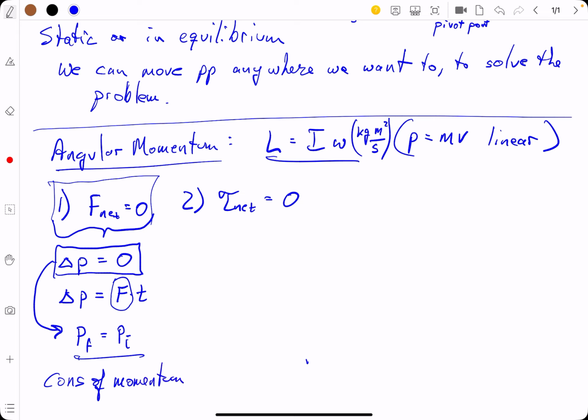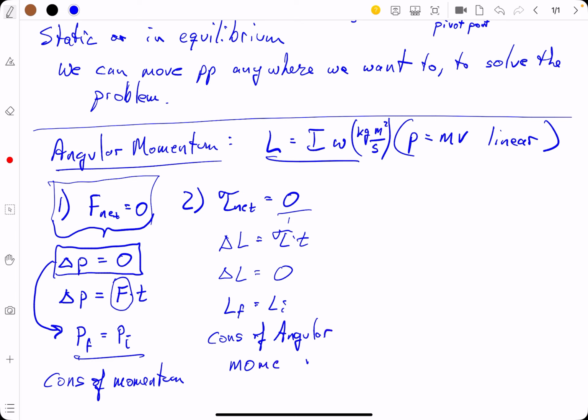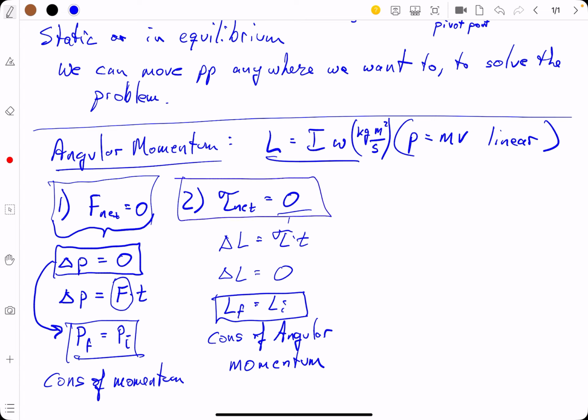This guy, same. Delta L is equal to torque times time. And since torque equals 0, we get delta L equals 0. What does that mean? That means L final equals L initial. And we are now looking at conservation of angular momentum. Conservation of angular momentum, conservation of linear momentum. One condition for equilibrium requires the other.